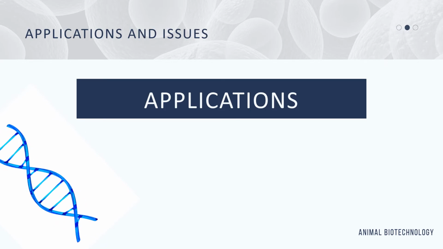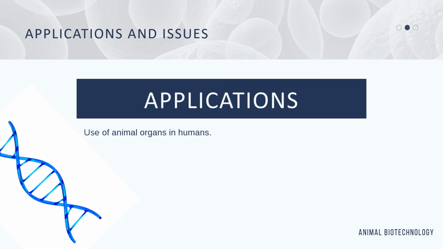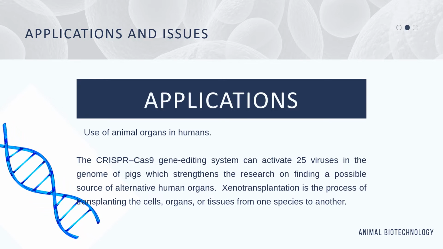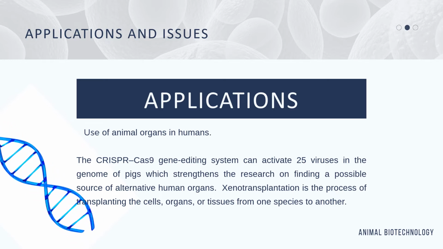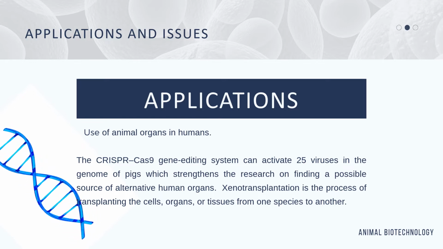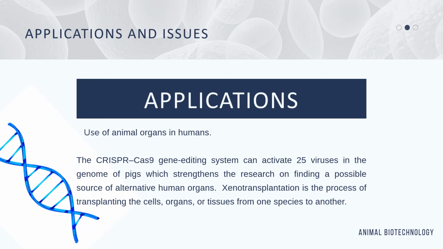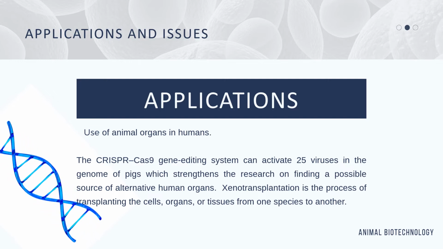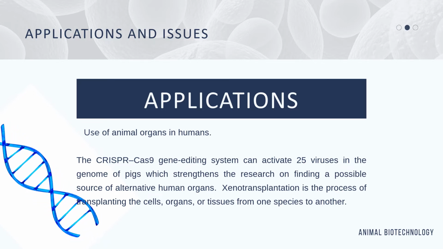Another application is the use of animal organs in humans. Based on studies by scientists from Massachusetts, utilizing the CRISPR-Cas9 gene editing system can inactivate 25 viruses in the genome of a pig, which strengthens the research on finding a possible source of alternative human organs. Xenotransplantation is a process of transplanting cells, organs, or tissues from one species to another. Studies show that the organ systems of the pig are the most viable organ donor to humans. However, human and pig cells are not immunologically compatible.